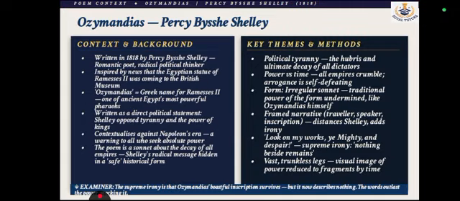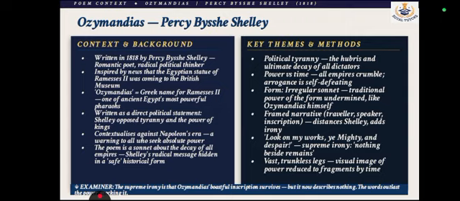For Ozymandias, the context and background: it is written in 1818 by Percy Shelley, a Romantic poet and radical political thinker. Ozymandias is inspired by news that the Egyptian statue of Ramesses II was coming to Britain soon. Ozymandias, a Greek name for Ramesses II, one of ancient Egypt's most powerful pharaohs. It is written as a direct political statement.